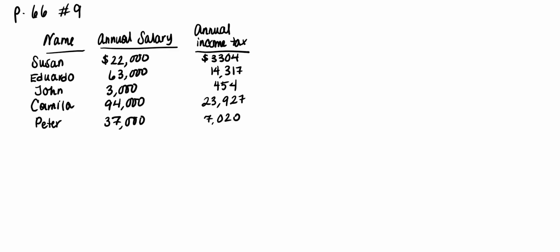Okay, in this video, I'm doing page 66, number 9. Again, we have a table of information on 5 different people, their annual salary, and their annual income tax, and we have to answer some questions. Part A doesn't tell us to plot a graph, but it says if you were going to plot a graph, what would be the average slope of the curve between the points for Eduardo and Camila's salaries and taxes using the arc method.